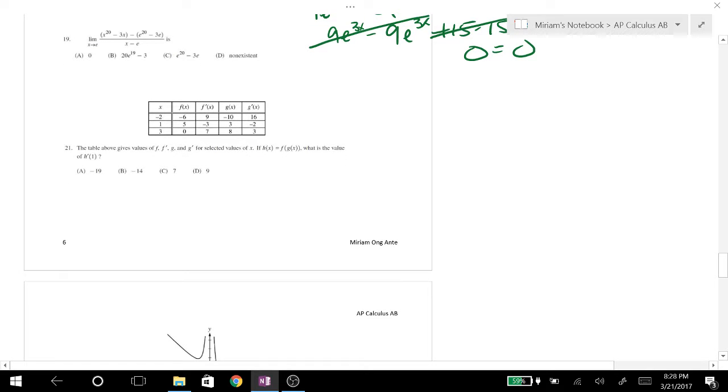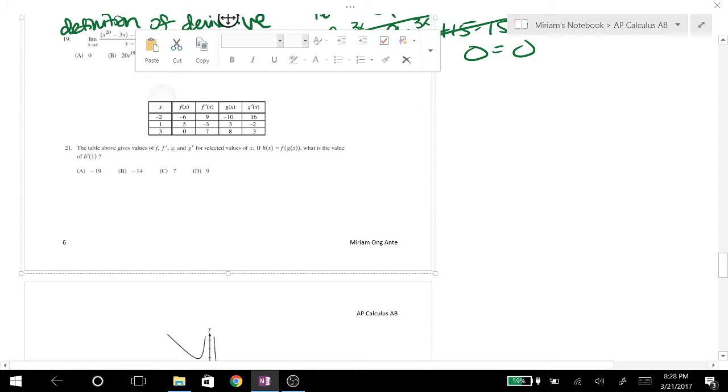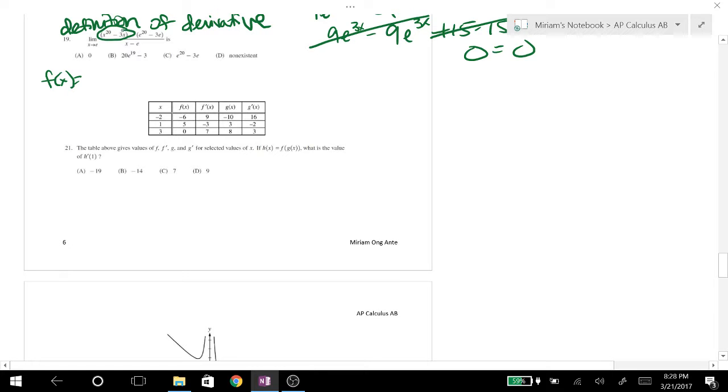For number 19, the reason why I put it here is because it looks like it's a limit problem, but if you remember, this setup that you're looking at right now is the definition of derivative. Meaning, this is a hint that what they need you to do is focus on the function x to the 20th minus 3x, and they want you to get the derivative of it and plug in the value of e. You can do that. You can get the derivative of x to the 20 minus 3x and substitute e for x.